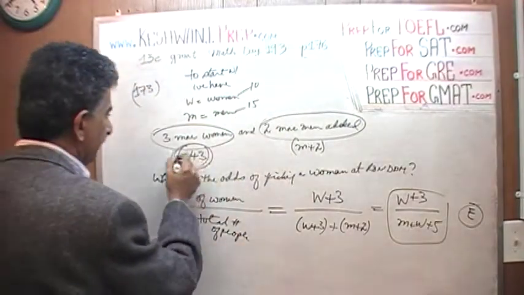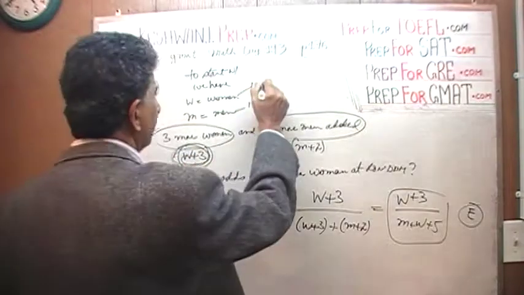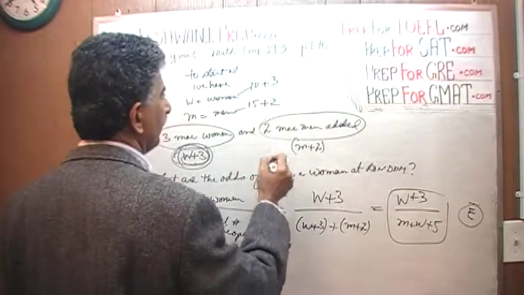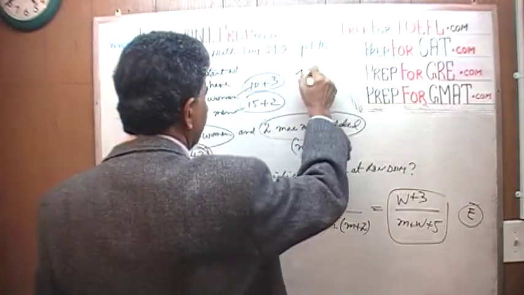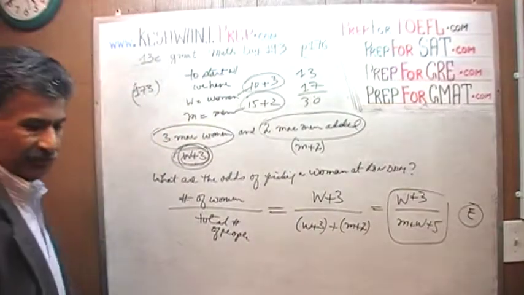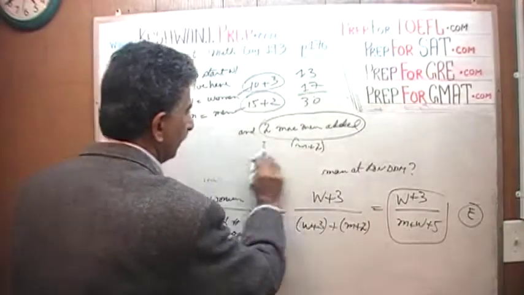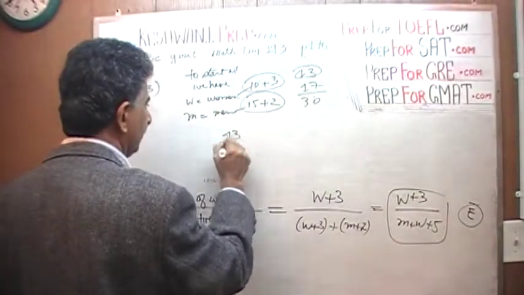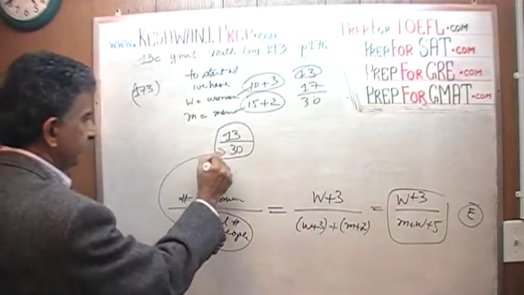And then we add three more women, so now we have 13 women. We're going to add 2 more men, so we have 15 plus 2, 17, and that gives you 30. And the question is, what are the odds of picking a woman? Well, the odds of picking a woman in this case will simply be, since there are 13 women, 13 over 30, because the total number is 30.